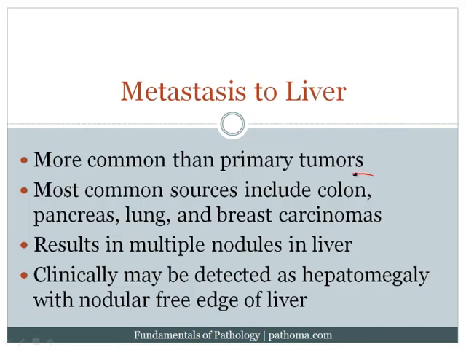The final point I'd like to make concerning liver tumors is metastasis to the liver. Metastasis to the liver is more common than primary tumors. Important sources include colon carcinoma, pancreatic carcinoma, and then lung and breast can also spread to the liver. When you have metastasis, you're going to get multiple nodules in the liver, and clinically this is going to be detected as a large liver or hepatomegaly with a nodular free edge of the liver.